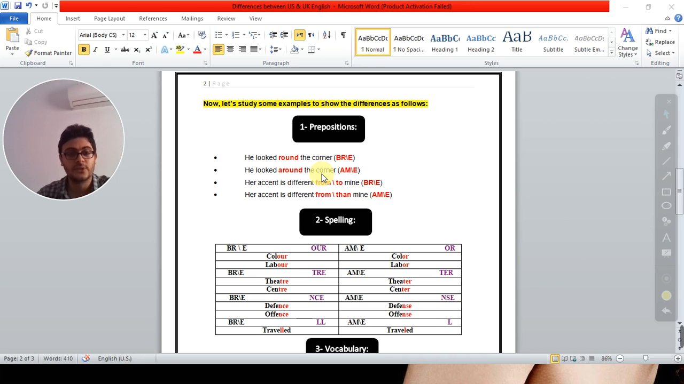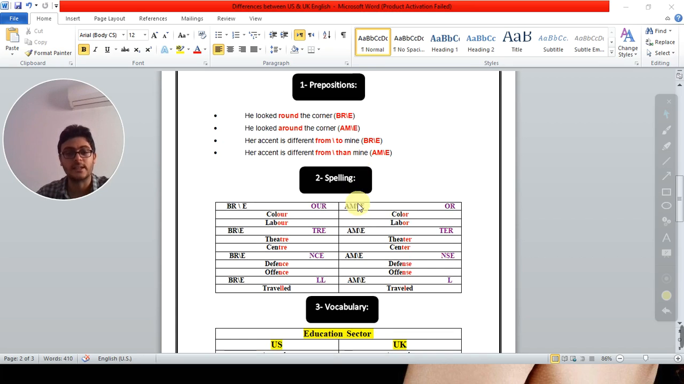So there is a difference in the preposition. Another example: her accent is different from or to mine. British people can say this. An American can say, her accent is different from or than mine. So you can find some differences in the usage of prepositions between American people and British people.